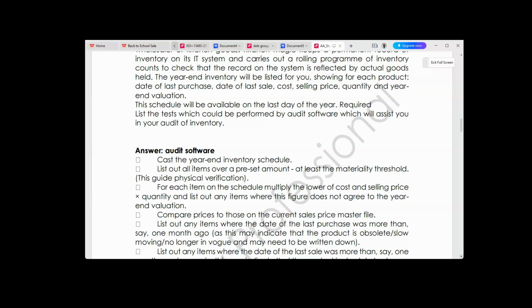So you need to set that overall materiality at this point. Then the next thing you need to do is, for each item on the schedule, multiply the lower of cost and selling price times quantity, and list out. What they are saying here is that for inventory, you value it at the lower of cost or net realizable value. Net realizable value is the selling price. I hope you still remember your IAS 2 Inventories. Multiply by the quantity and list out the items where the figures do not agree to the year-end valuation.